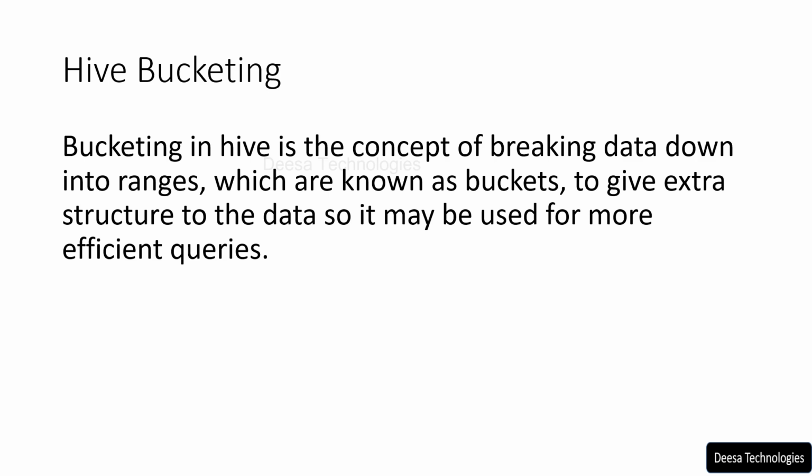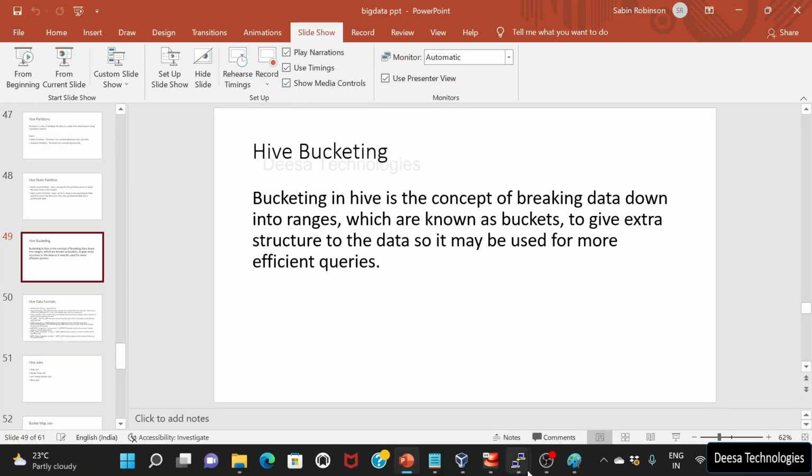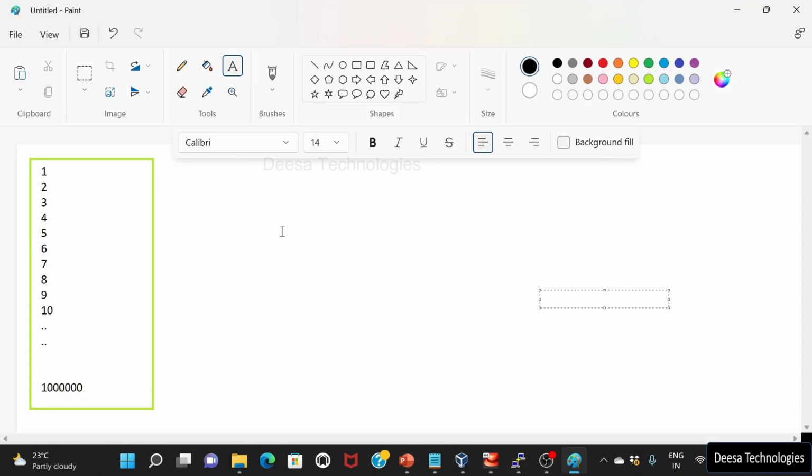Now let's understand it with a simple example. Imagine that you have some data in a table and one of the columns is ID. Let's say these are the IDs that we have, from 1, 2, 3, 4, all the way up to 1 million records. Every time you want to query something on this ID, it has to scan all those 1 million records. So what we can do is divide them into ranges, and these are called buckets.